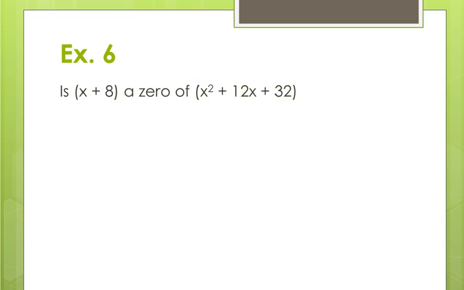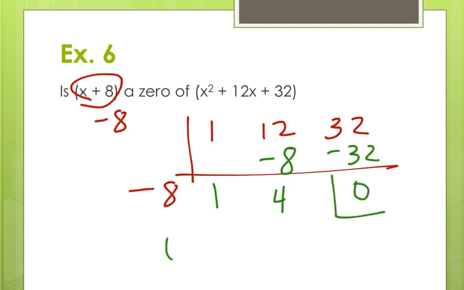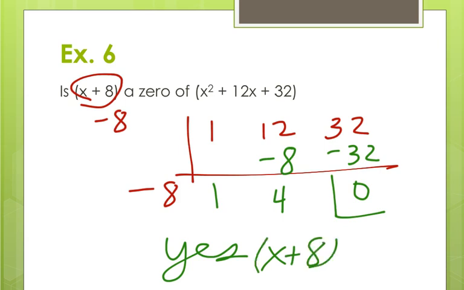Okay, now for example 6, the question is: is x plus 8 a factor of x squared plus 2x plus 32? So if this is a factor, then that would mean that when I did the division, I would have a remainder of 0, which would make negative 8 a 0 of the function. So I can just take the coefficients and do synthetic division, and if I get a remainder of 0, then that means it is a factor, it is a 0. So when I do the synthetic division, I find out that I do in fact get a remainder of 0, so the answer is yes, x plus 8 is a factor, or negative 8 is a 0.